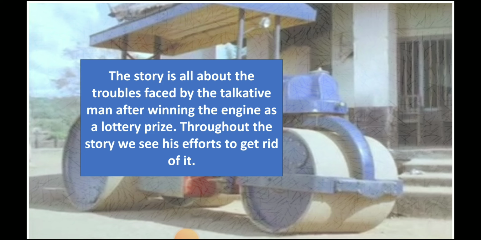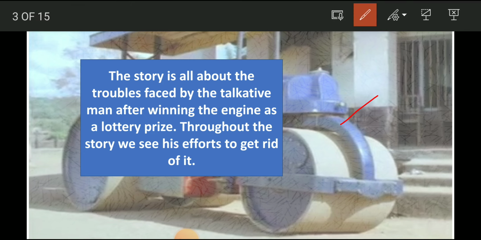Now what is the story all about? The story is about this engine, and what all troubles it gave to the talkative man. Now how he won this engine: he won it as a lottery prize. Throughout the story we see his efforts to get rid of this engine. And at last we will see whether he is successful in getting rid of this engine or what he does. Let us see.